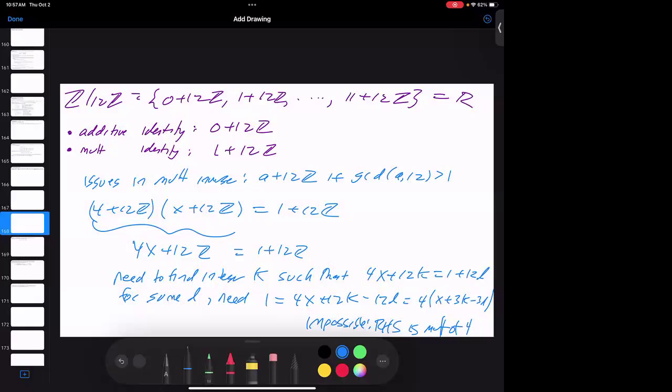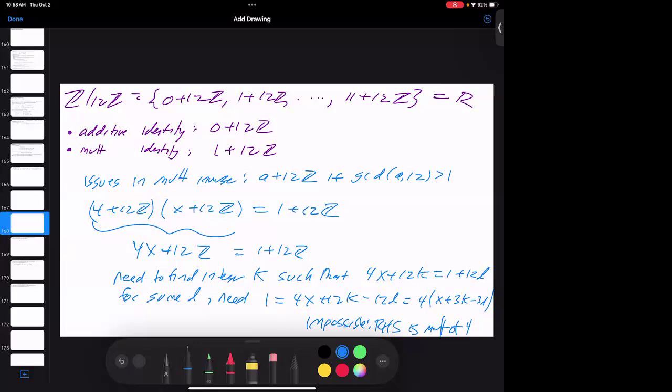Here's an example which is looking a lot like a ring. Everything is going nicely. We can define multiplication. We can define addition. We have the identity elements, but not every element that's non-zero will have a multiplicative inverse. If I gave you 5 plus 12z, could you find a multiplicative inverse for 5 plus 12z?